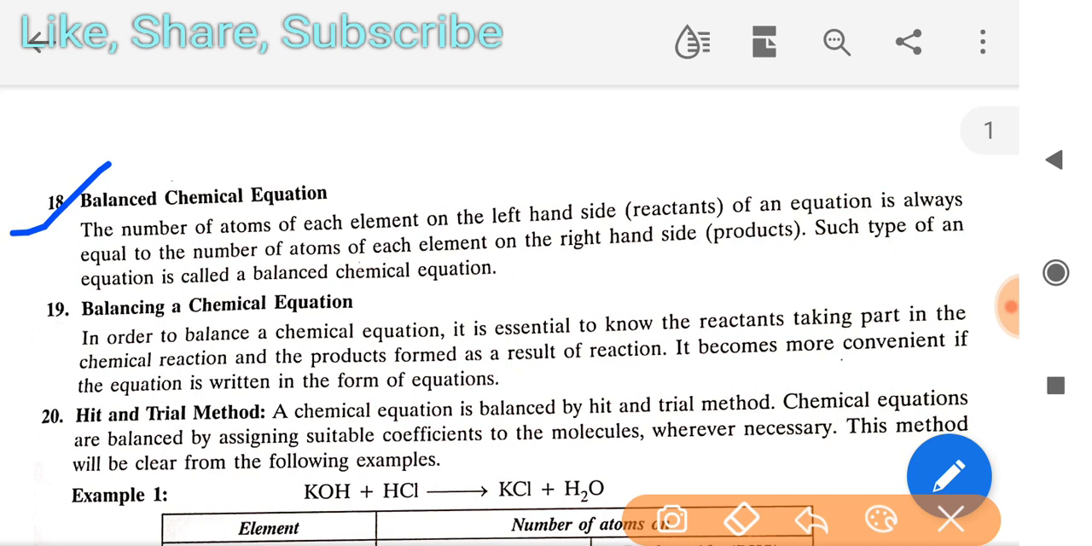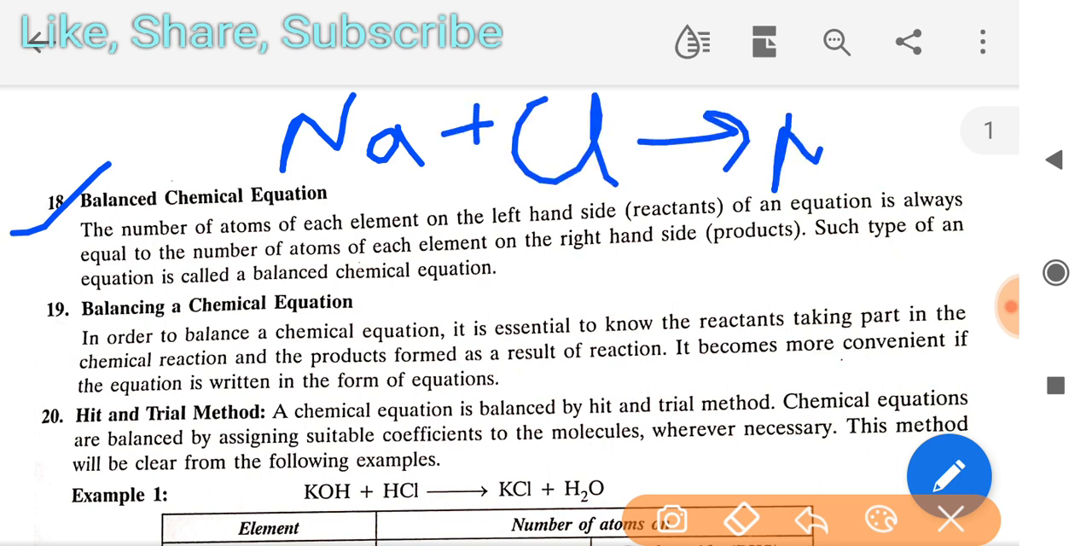The number of atoms of each element on the left hand side, the reactants of an equation, is always equal to the number of atoms of each element on the right hand side. Such an equation is called a balanced chemical equation. So if you write a simple equation, Na plus Cl, it forms NaCl.